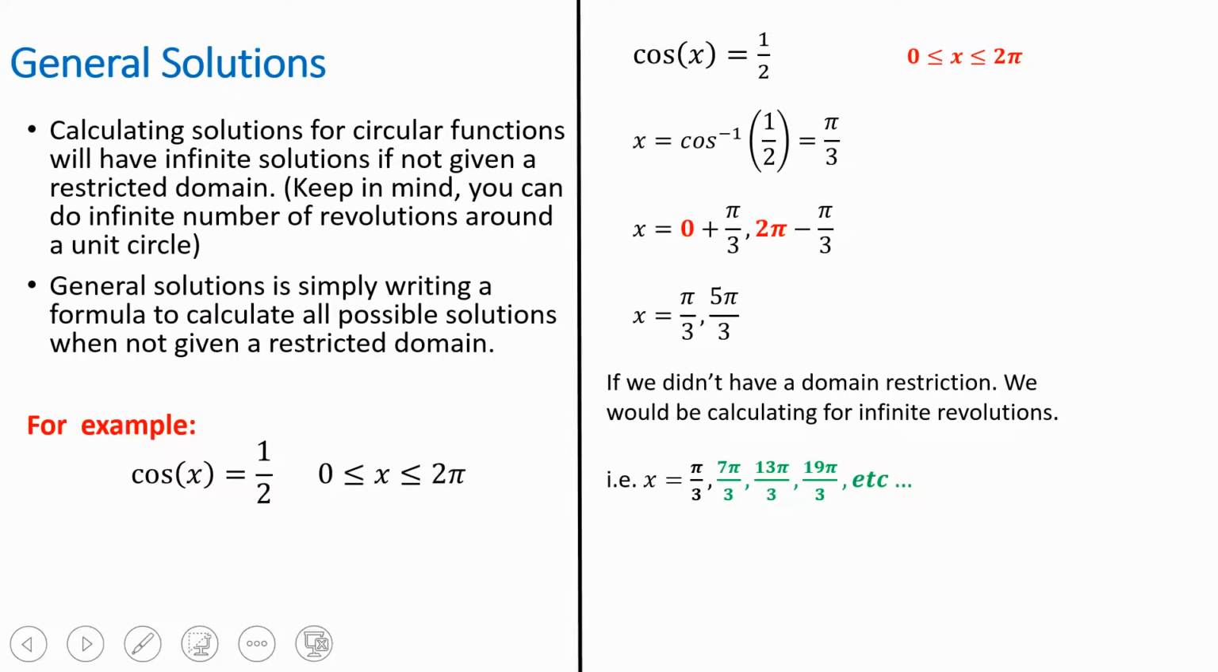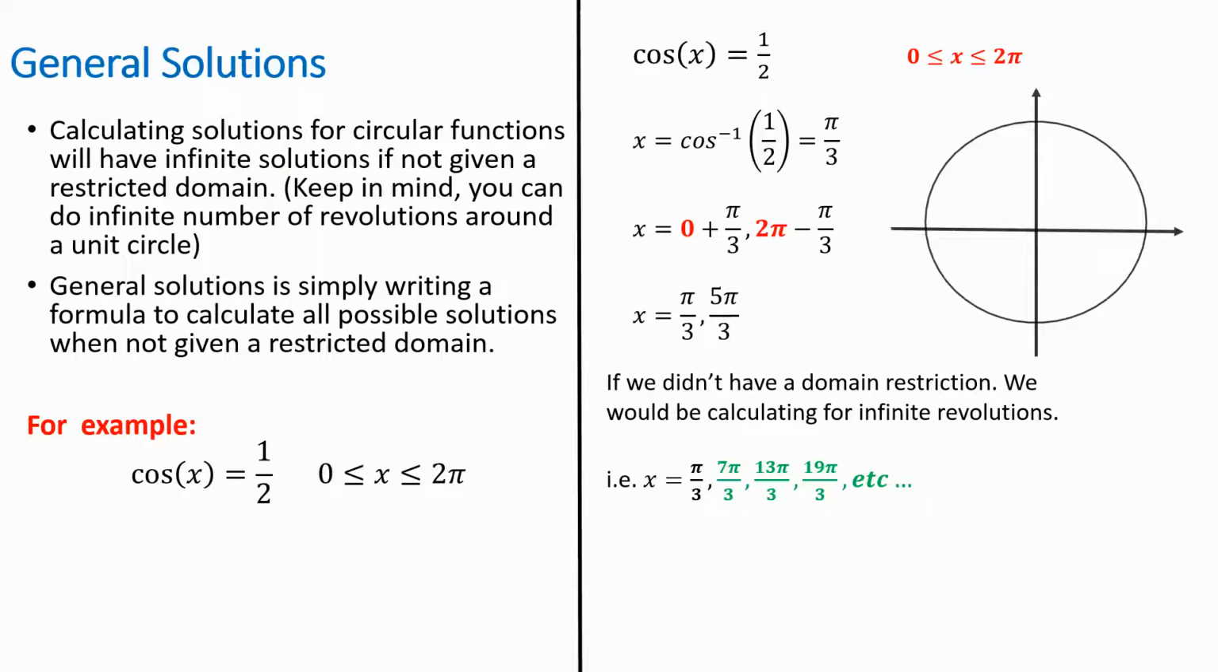So general solutions, I said that it's exactly like you're calculating for restricted domain, except now you're going to try to write a formula to account for all possible solutions. So I gave an example. I said cos of x equals a half. And I'm giving you a restricted domain. I said it's from 0 to 2 pi. So that means in your unit circle, we are now looking at from 0 all the way to 2 pi.